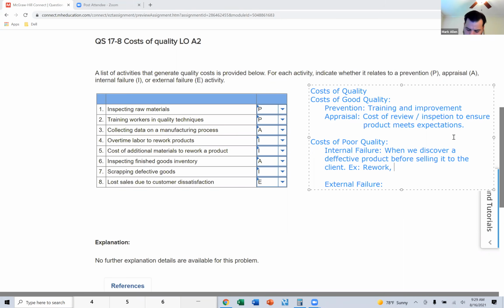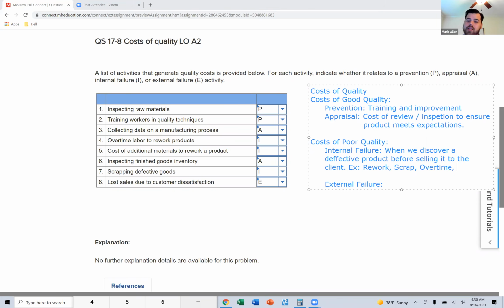Anytime we see scrap, that tends to be an indication of internal failure. If we have to work overtime, the textbook considers overtime as an internal failure. Like we should have been able to get this done during regular working hours, but because we made mistakes, because we messed up, now we have to stay late. That's how the textbook views overtime.